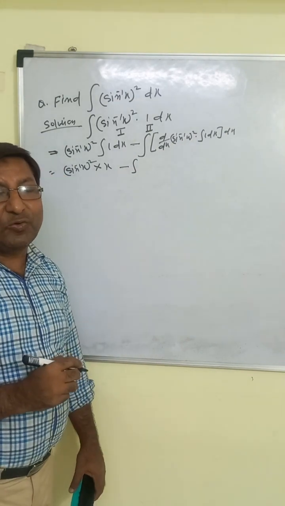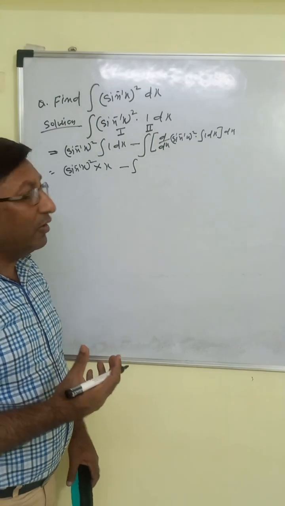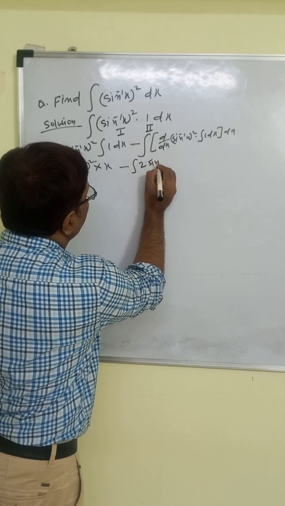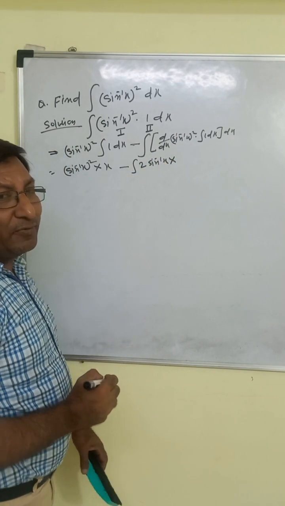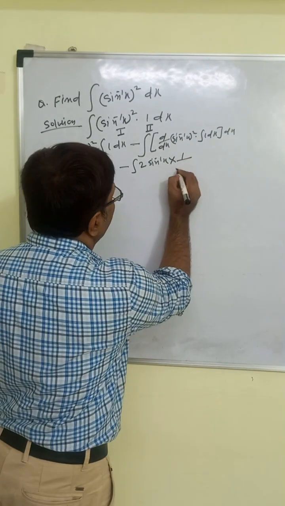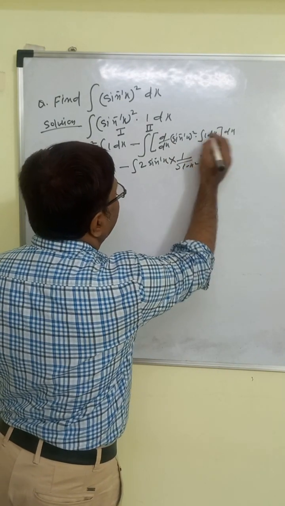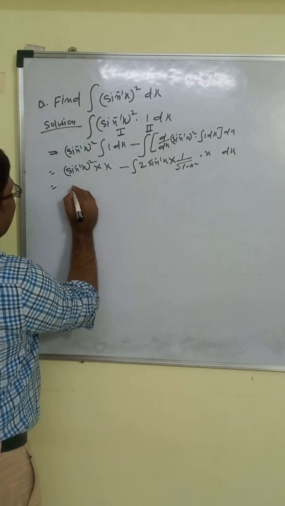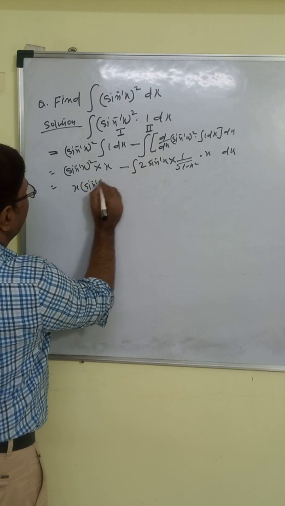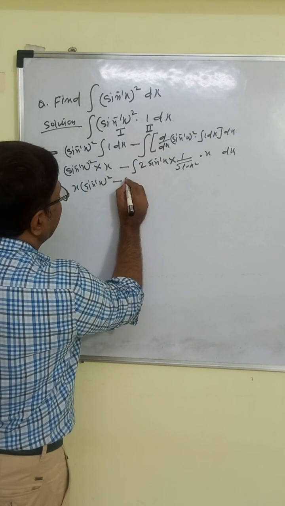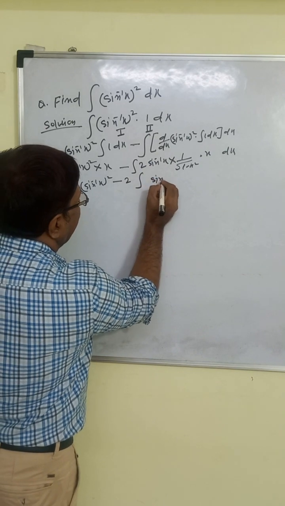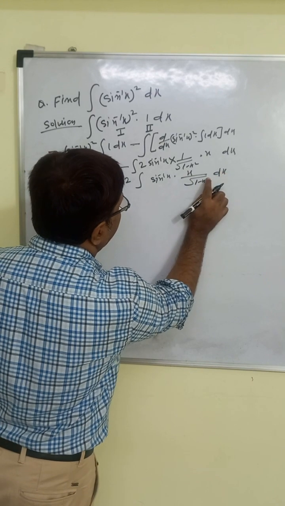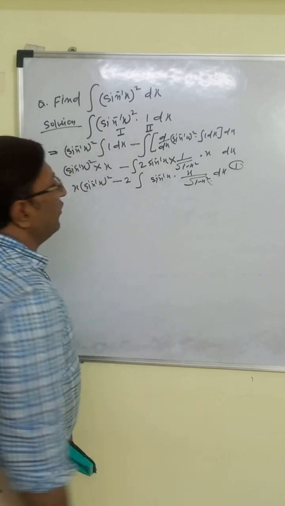The derivative of sine inverse x whole square is what? We will solve this by the chain rule, that is n times h to the power n minus 1. So we can write simply 2 sine inverse x. Now the derivative of sine inverse x is what? 1 upon root under 1 minus x square, into integration of 1 dx, which is x dx. So now we can write x into sine inverse x whole square minus 2 times the integration of sine inverse x into x upon root under 1 minus x square dx. So this is equation first.